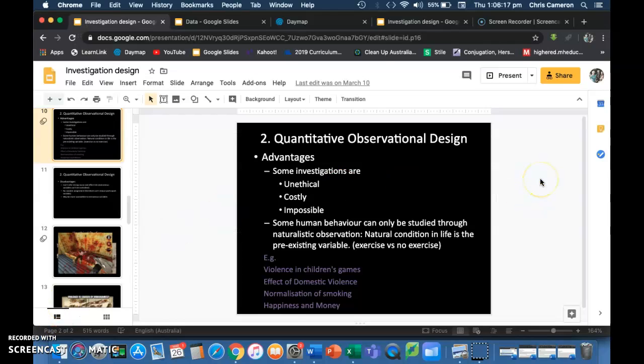Also, if you are talking about the advantages and disadvantages of this second part of the investigation, the quantitative observational design, the advantages are up online as well on the Google Docs. The advantages are that you can perform an investigation that would otherwise be impossible. Now, this one in particular would be impossible. There's no way that you can force a person's family size. That's something that is already pre-existing. Therefore, you're seeing some sort of already natural observation. The natural condition in life is the pre-existing variable, not exercise versus no exercise. No, in this case, it's family size.